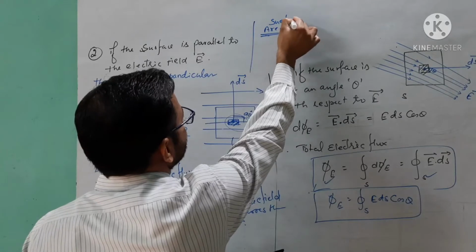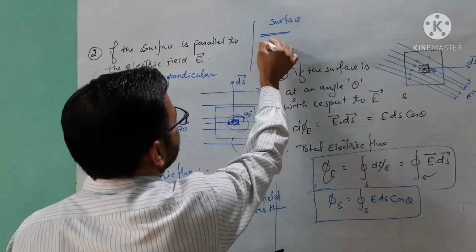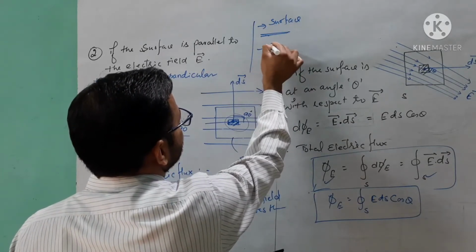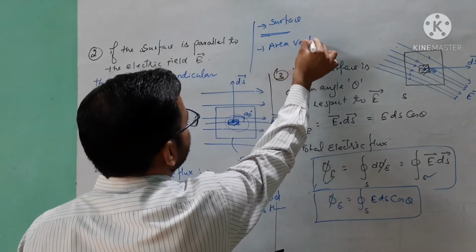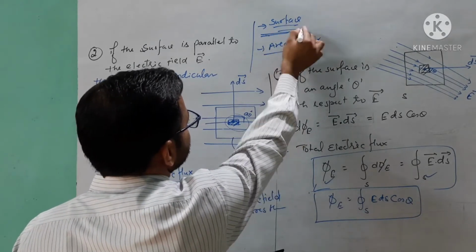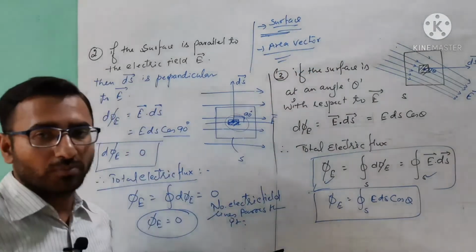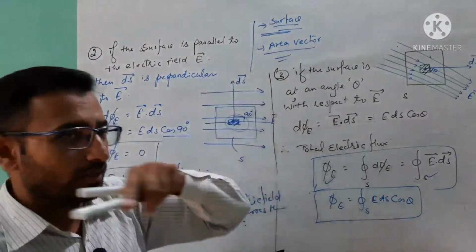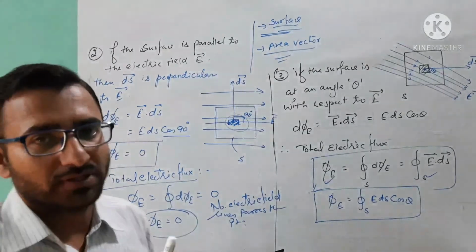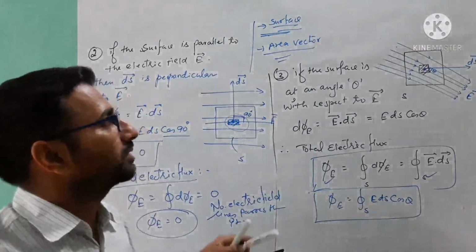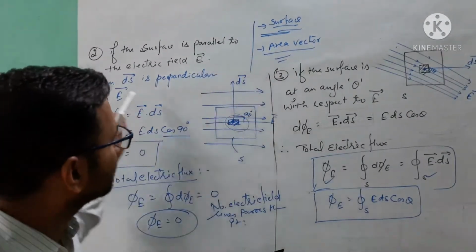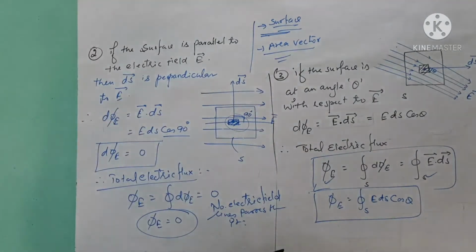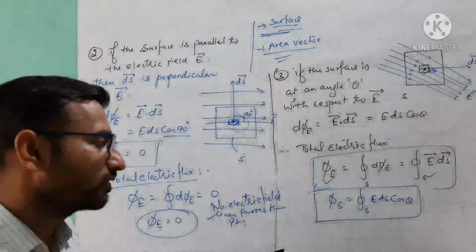Surface area means about the surface. And second is area vector, which means if the surface is normal, the area vector is parallel. If the surface is parallel, the area vector is normal, because the area vector is always perpendicularly outward to the given surface. So that is a little bit of an understanding point, so that you can easily understand the statements or headings which I have written in front of you.